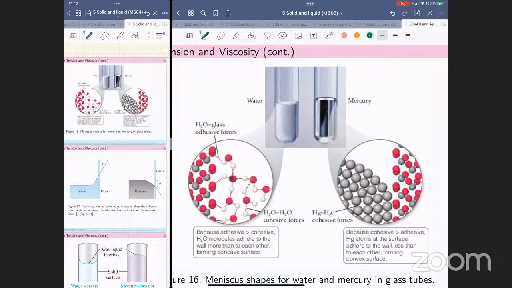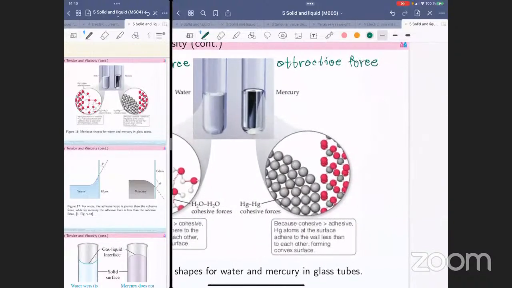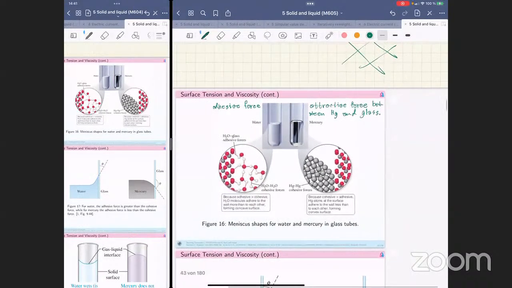The reason is the following. There are two types of force. The first one is called adhesive force. Adhesive force is the attractive force between mercury and glass. That's the attractive force between mercury and the glass.